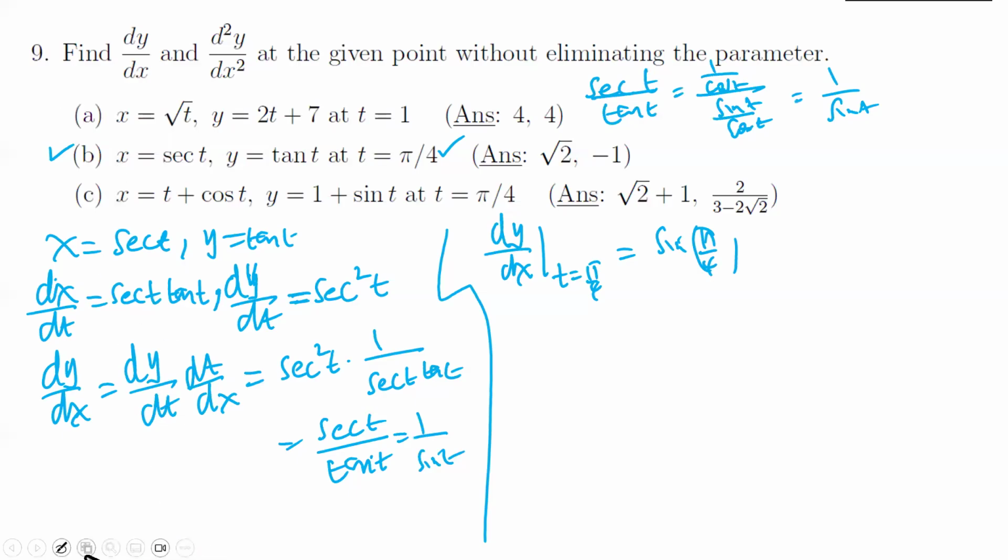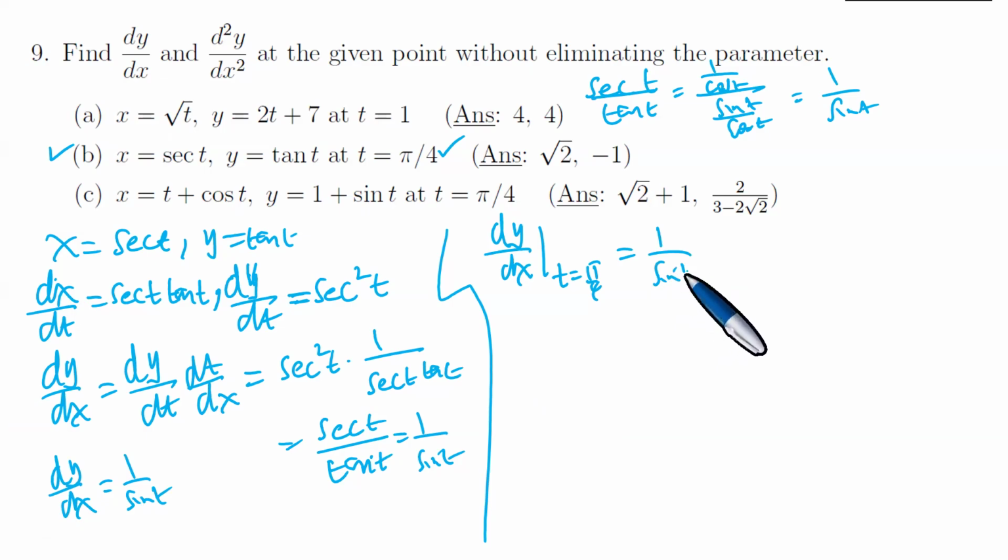Okay, we're still going on. So when you're doing the derivative here, this is dy/dx, which is 1 over the sine of t. And then t becomes pi over 4. And therefore it's 1 over the sine of pi over 4, which is 1 over the square root of 2, and this becomes the square root of 2. It's fine.